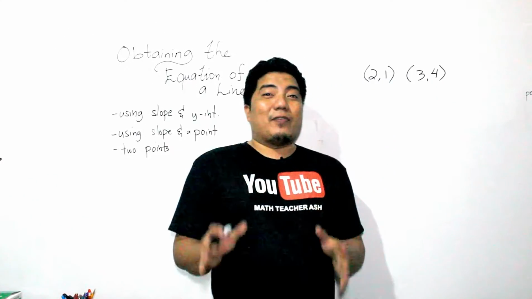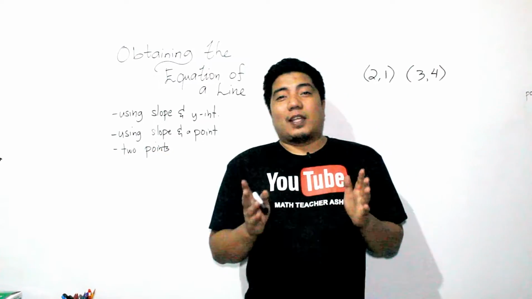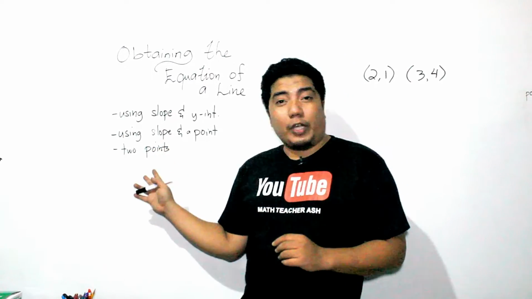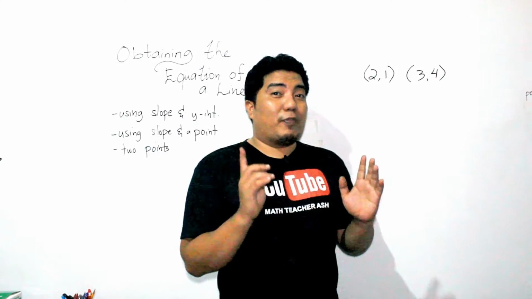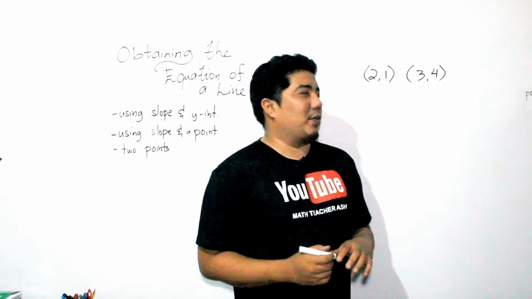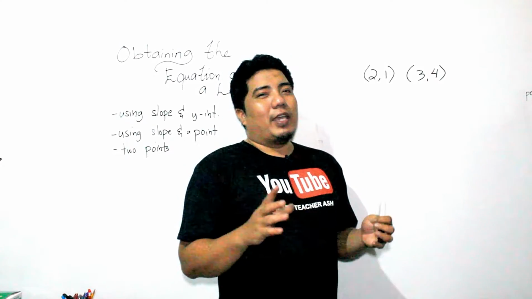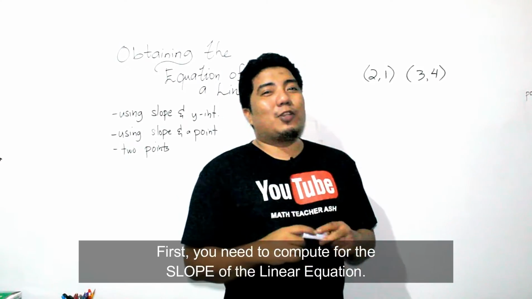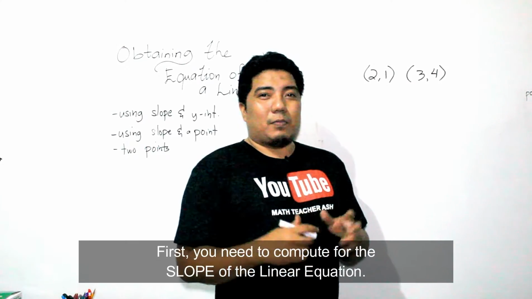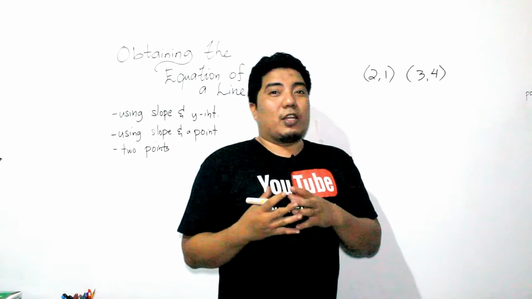Okay, math learners, we have here our final condition, obtaining equation of the line using 2 points. Okay, we have here our first ordered pair, 2, 1, and the second ordered pair is 3, 4. Okay, how do we get this one? The first thing you should do is, first, you need to get your slope. Okay, because the slope is very essential in making your linear equation.